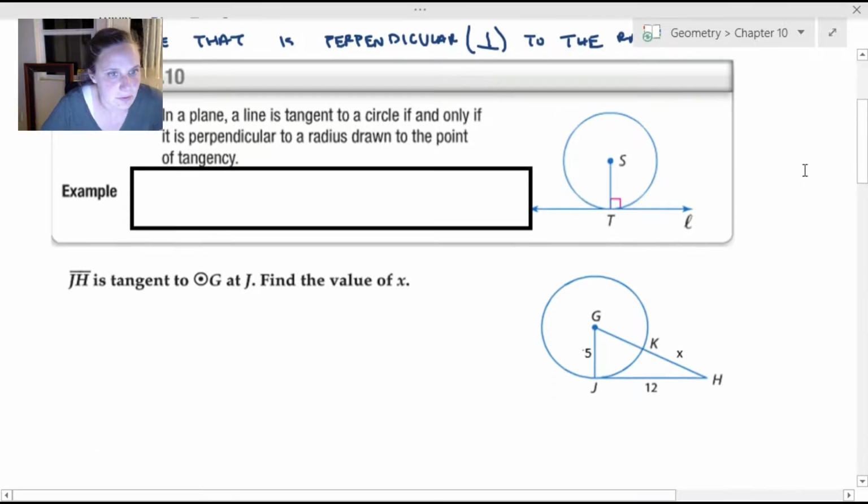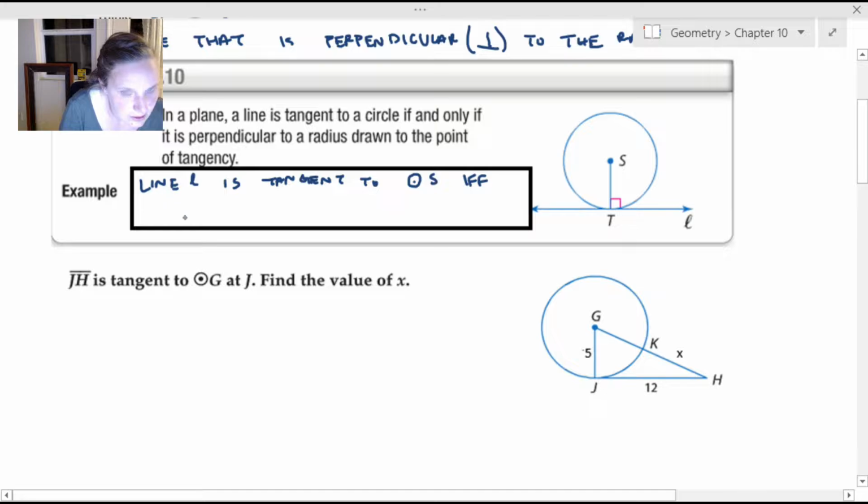All right, so this is saying the exact same thing. In a plane, a line is tangent to a circle if and only if it is perpendicular to a radius drawn at the point. So line L is tangent to circle S if and only if L is perpendicular to ST, ST being the radius of that circle.